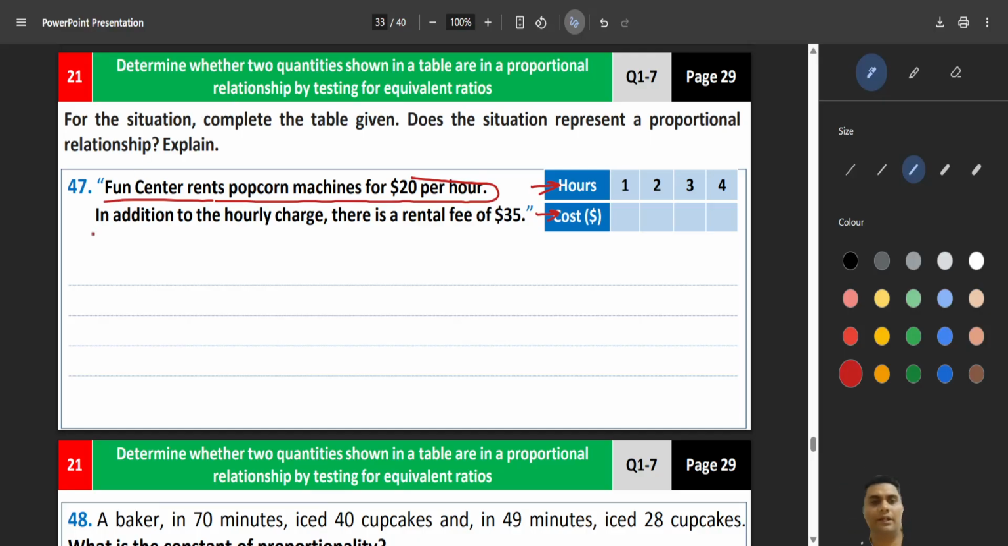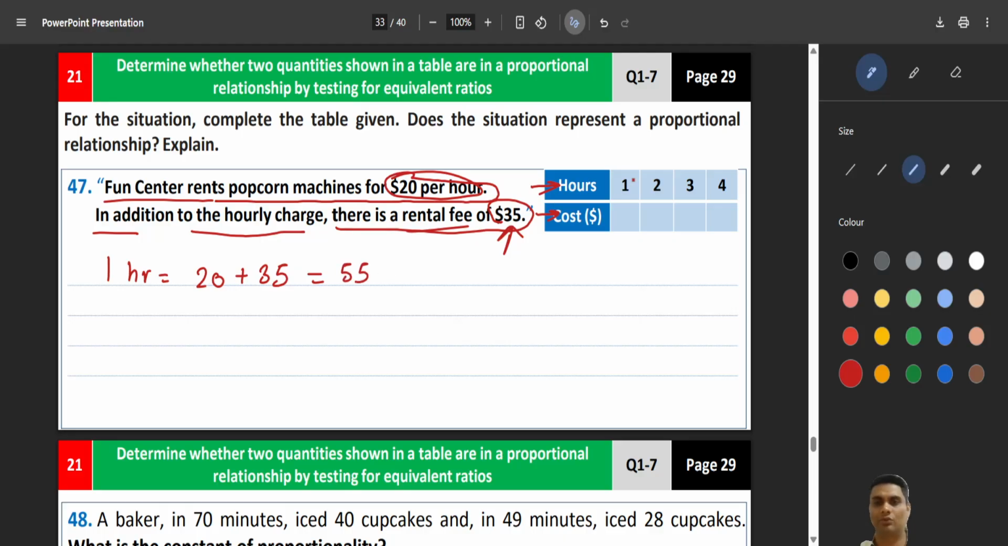Okay. In addition to the hourly charges, there is a rental fee of $35. What does it mean? He said, I don't care whether you use the machine for 1 hour, 2 hours, 3 hours, 4 hours, or 10 hours. Before you use the machine, you have to pay $35 as a rental fee. Okay. So let's say I am renting the machine for 1 hour. Then how much will I pay? I will pay $20 for 1 hour, plus the 35 rental. So this will be total how much? 55. Yes. So for 1 hour I will pay $55.